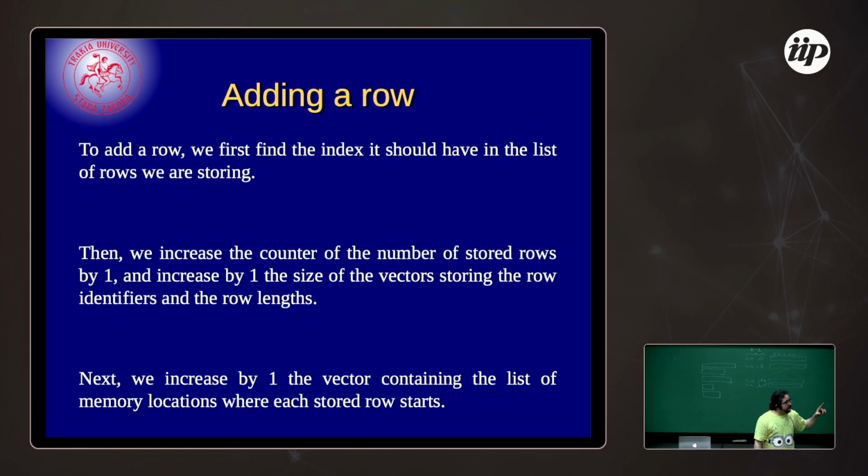Increase by 1. Then we have the vectors that store the identifiers of the rows, the R numbers, and the one that stores the lengths of each row. You take them and you lengthen them by 1. Basically, allocate an extra piece of memory for each of these 2 vectors. And then you increase by 1 the length of the vector that contains the pointers that point to the locations of memory where these rows actually start, so that you can make a new one.